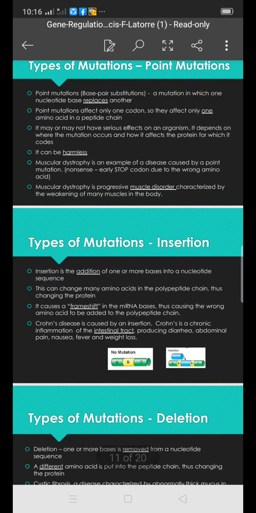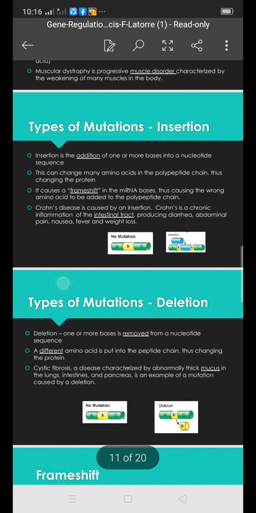It can be harmless. Muscular dystrophy is an example of a disease caused by a point mutation. Muscular dystrophy is a progressive muscle disorder characterized by the weakening of many muscles in the body.